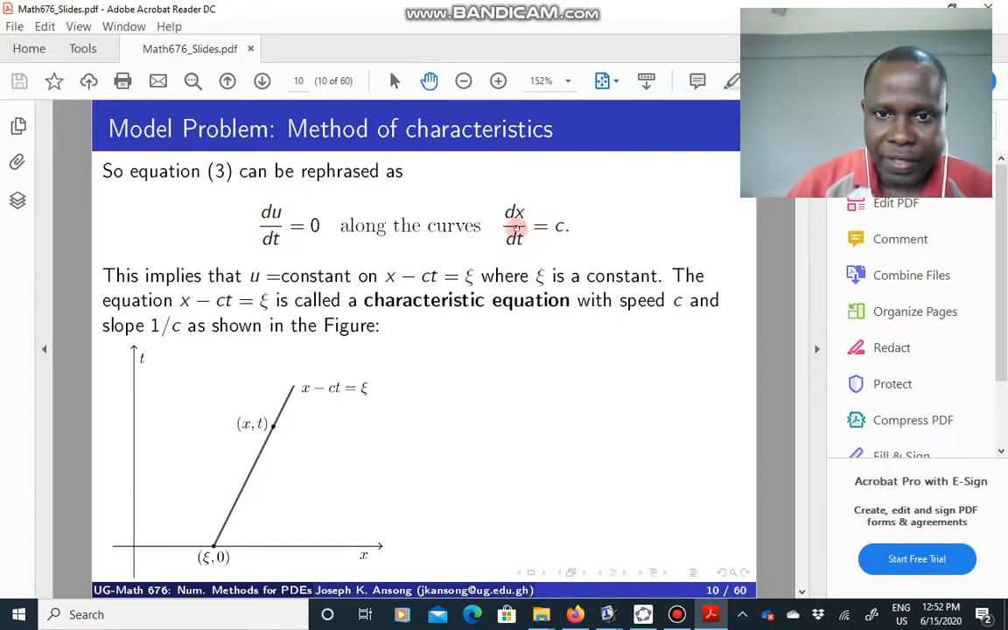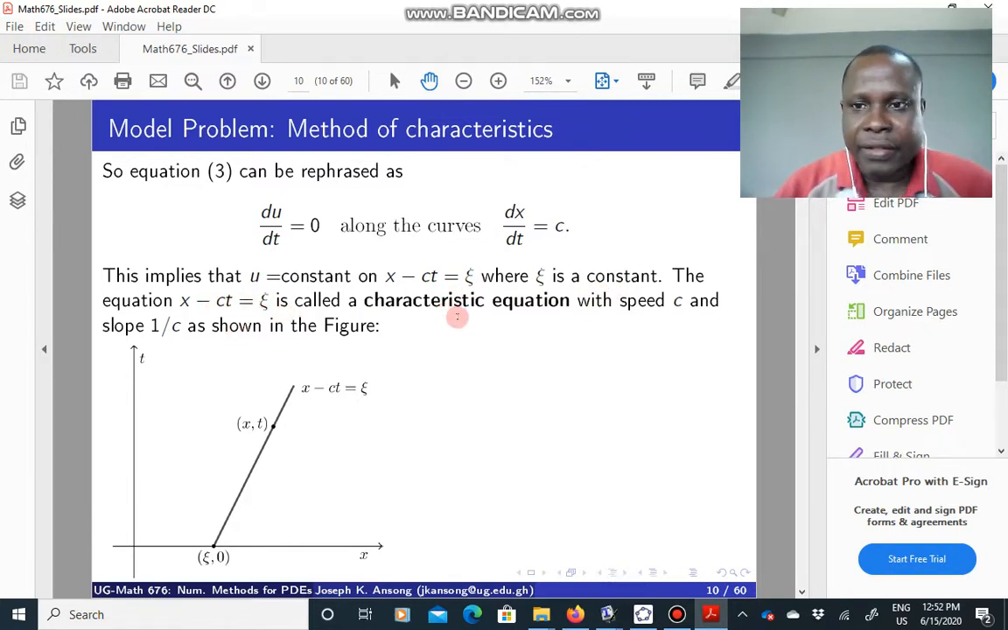Along this curve, if you solve this, you get x minus ct is equal to xi. Xi, of course, is when t is 0, x is xi. Okay, so xi here is constant. So this equation here is a characteristic equation with a speed of c and a slope of 1 over c.